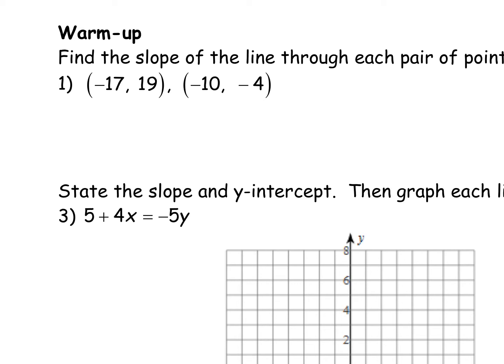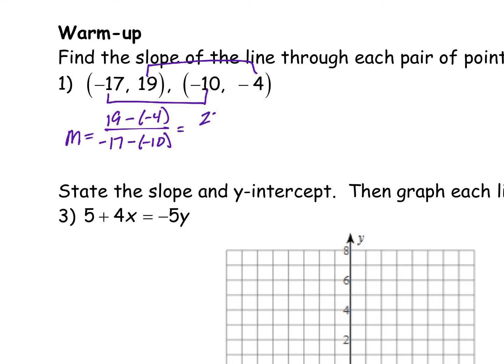So how do I find slope? I subtract the y's and I subtract the x's. It's rise over run, correct? So the y's go on top. So I've got 19 minus a negative 4 over negative 17 minus a negative 10.